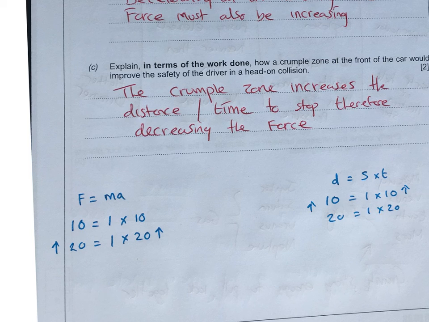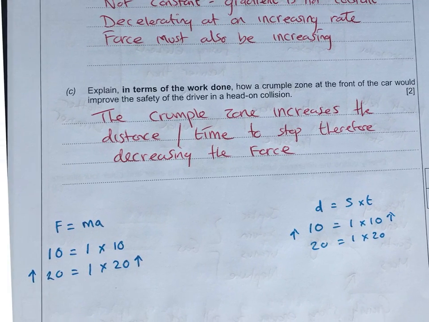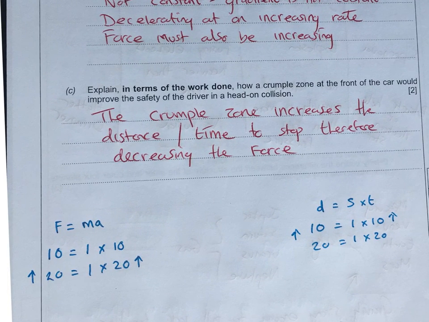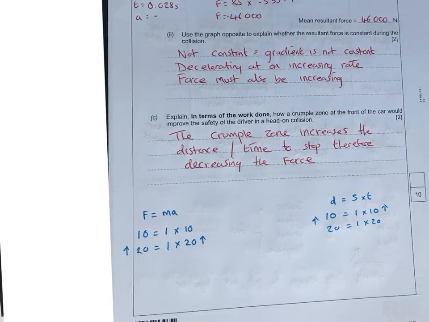Okay. But no, you don't have to show that. You just need to. I think the big thing from this is knowing that a crumple zone increases the distance all the time before you hit the wall. Therefore, it's going to decrease that force.